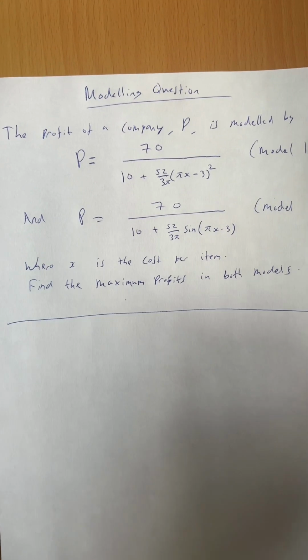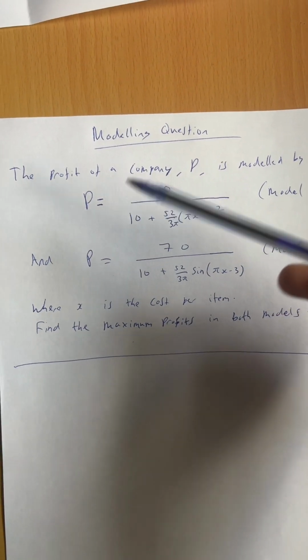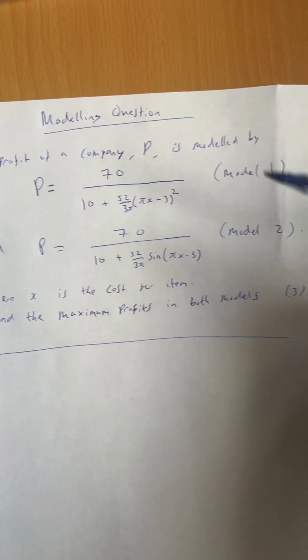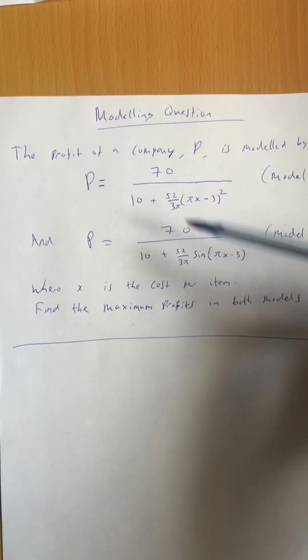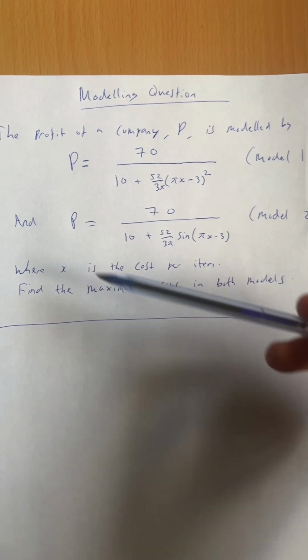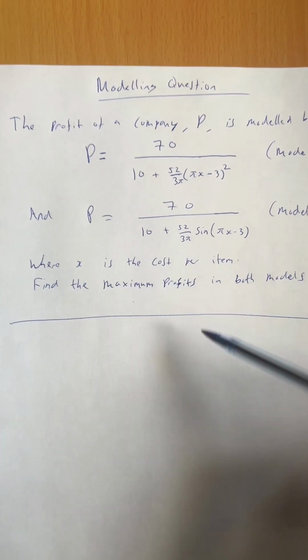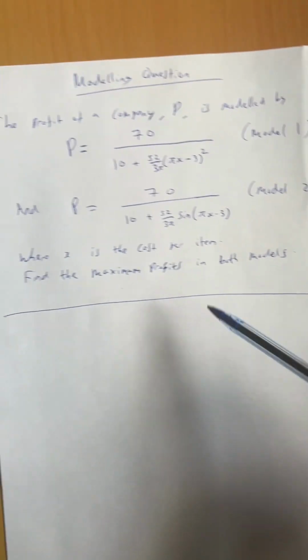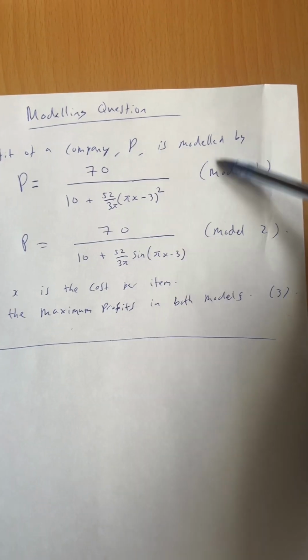As an example, let's say you had a modelling question where you had the profit P for a company and you had two models. You had this first model and you had this second model here. And x is the cost of the item per item. So the question, for 3 marks, is to find the maximum profits for both of these models.